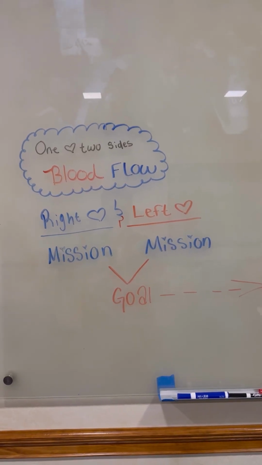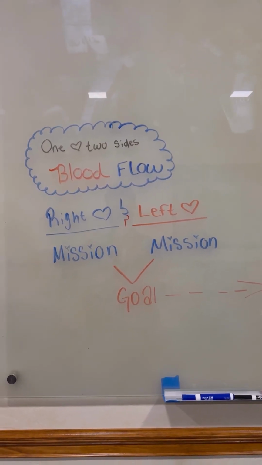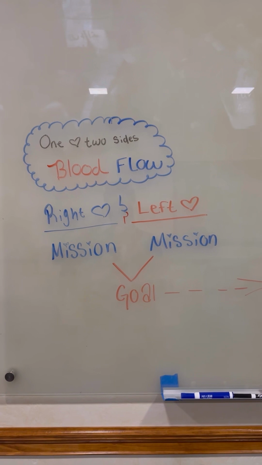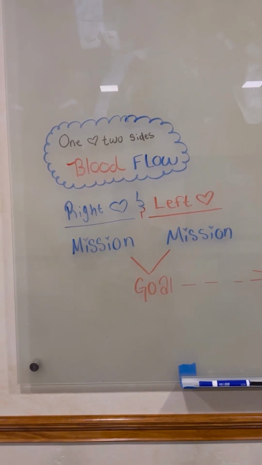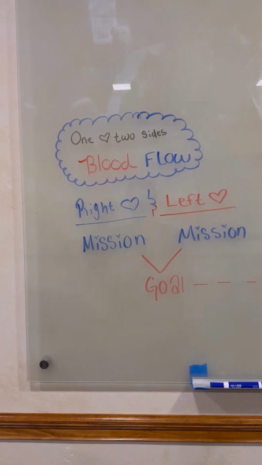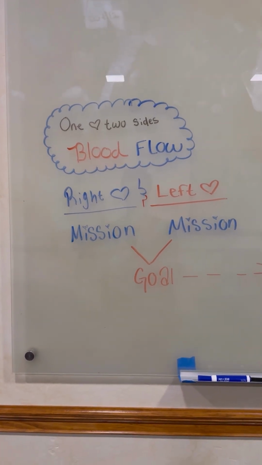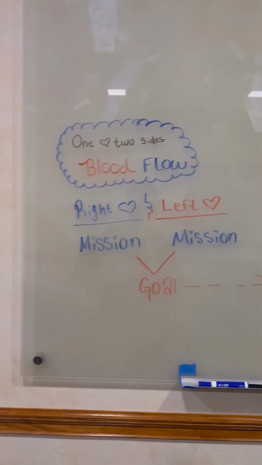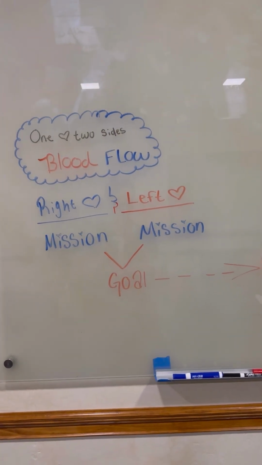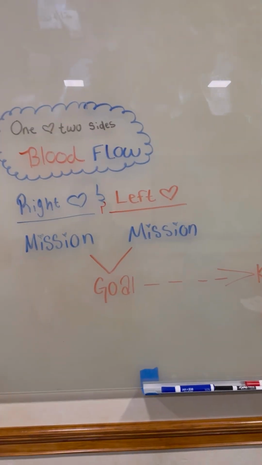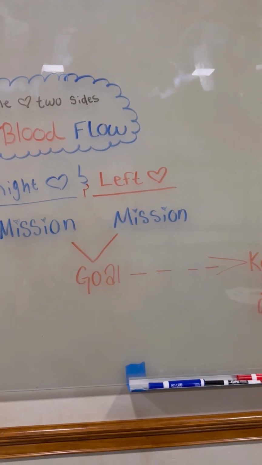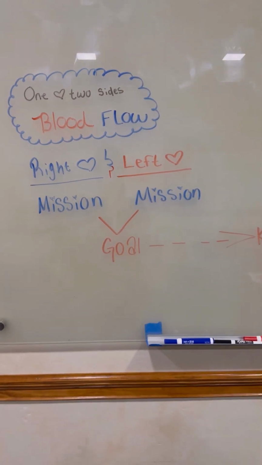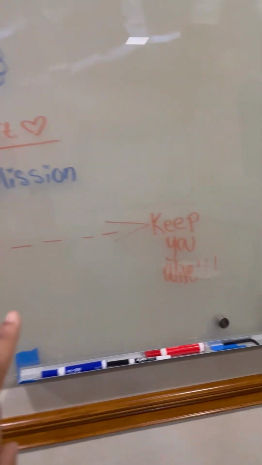When it comes to memorizing the blood flow of the heart, it's easier if we think of it as two different sides. So we have right side heart, which is deoxygenated blood, and then we have left side heart, which is oxygenated blood. Each side of the heart has two different purposes or a mission of its own, yet one goal, and that goal is to keep you alive.